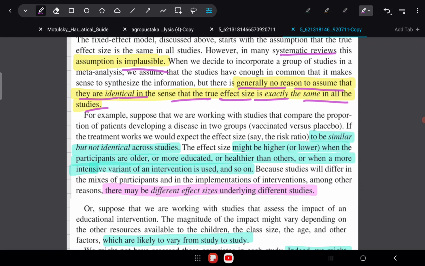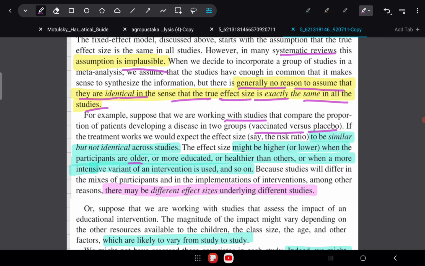So one example that this book gives is, for example, a vaccine study. Let's say we are doing a study which compares vaccinated group versus placebo, and you are computing maybe risk ratio or whatever, right? So you would assume that the risk ratio may be similar across all the studies, but it may not be exactly identical. For example, in some studies the participants may be a bit older, or more educated, or the baseline risk factors may be different, or participants may be healthier than in other studies, or the intervention may even be given differently in these studies, right?